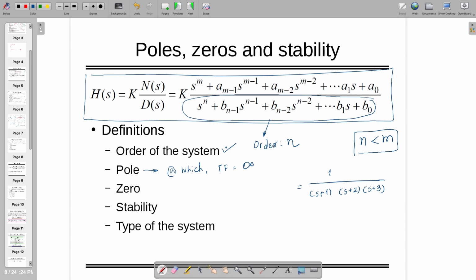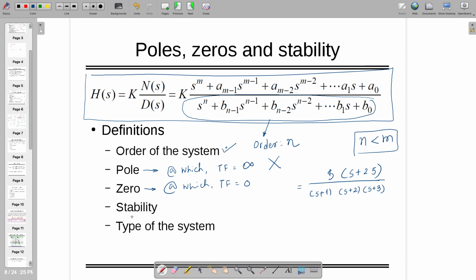And symbolically we symbolize them with a cross, and zero is the frequency at which the transfer function becomes 0. So you may have something like this. The order of the system is 3. There are 3 poles, -1, -2 and -3, and 2 zeros, one at the origin and one at -2.5, right? So there is no problem with this.